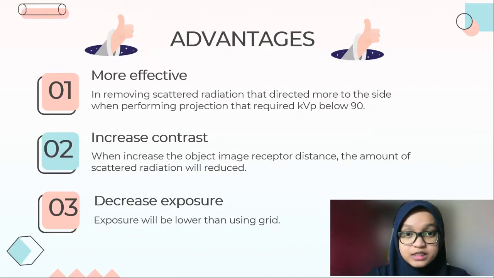The advantages of using the air gap technique: this technique is more effective in removing scattered radiation that is directed more to the side when performing projections that require kVp below 90. Next, this technique will increase the contrast when the distance between the object and image receptor is increased. This will reduce the amount of scattered radiation. Lastly, the air gap technique can help decrease the exposure. The exposure will be lower than when using a grid.